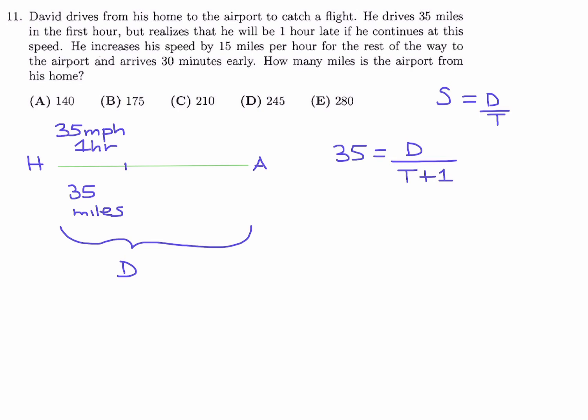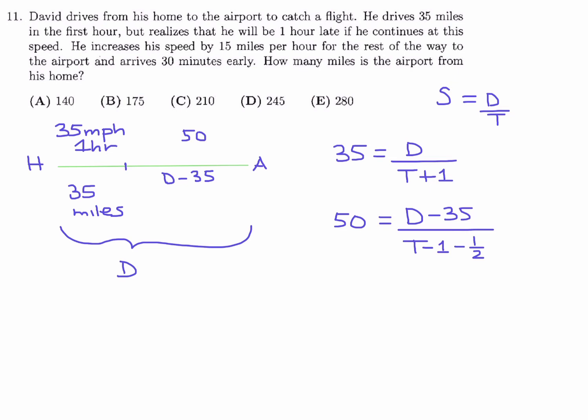So what he does is he increases his speed to 50. And he drives 50 miles per hour for the remaining distance, which is d minus 35 miles. With that piece of information, we are told that when the speed is 50 and the distance is d minus 35, he actually arrives half an hour early. So he's already driven 1 hour, so we have to subtract the 1, and then subtract another half because he's half an hour early.